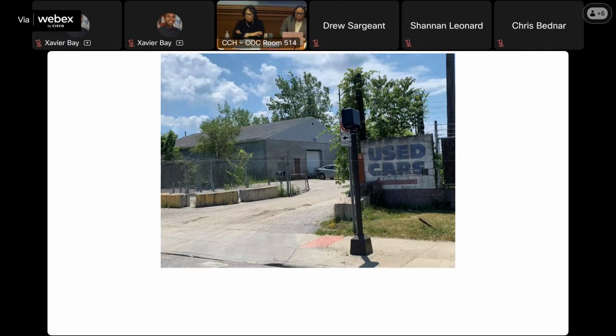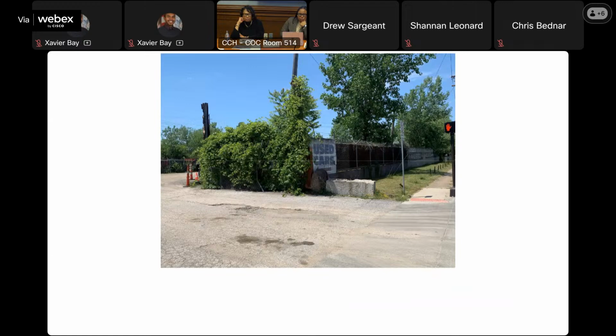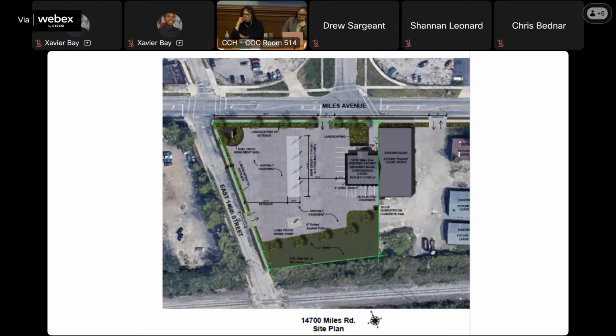We're going to remodel it, and you'll see that in the next slide. Here is another example of what's there currently and how bad it looks. That's the entrance driveway into the property. Now we get to the good part. We're going to take this entire site and convert it from a previous salvage yard into a gas station convenience store.